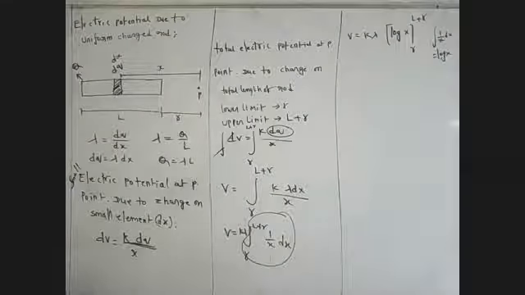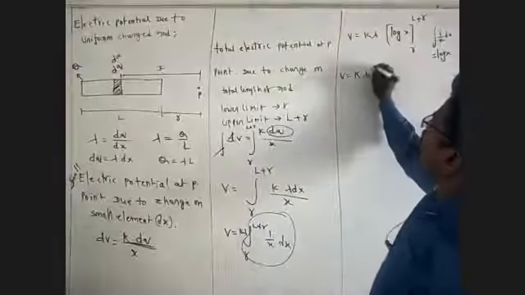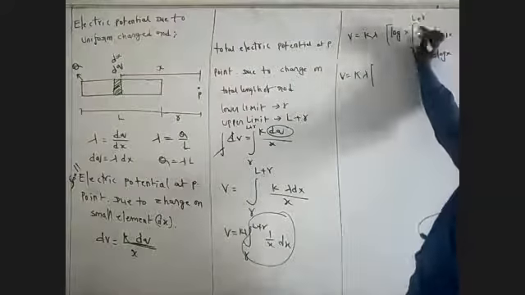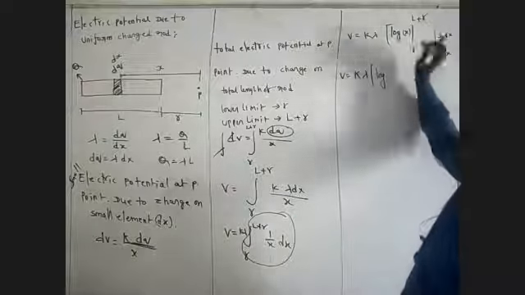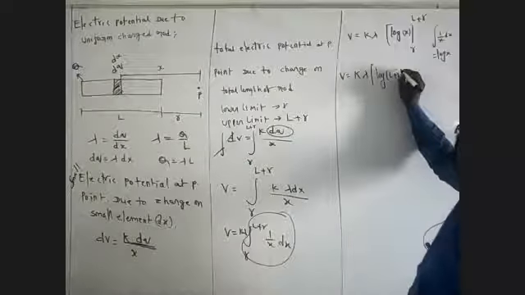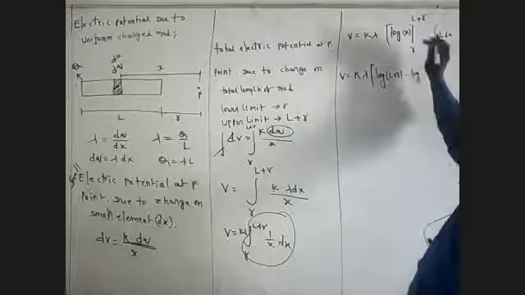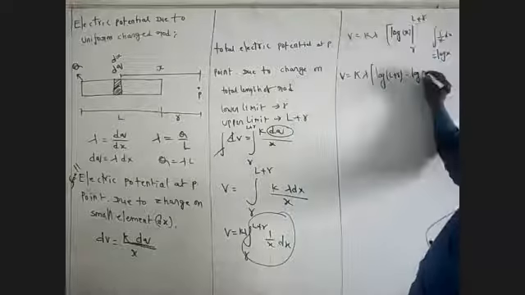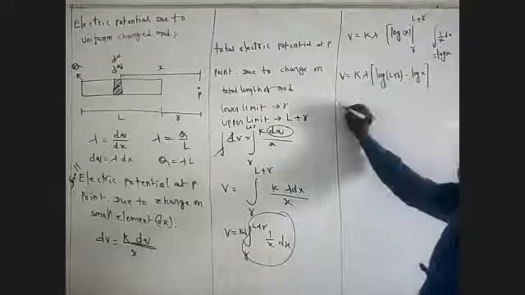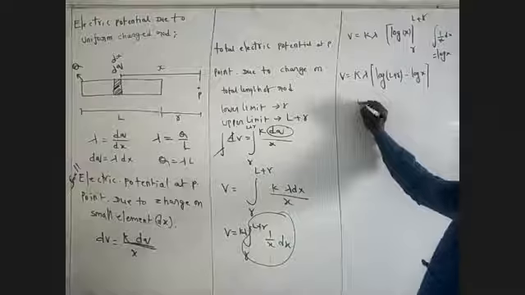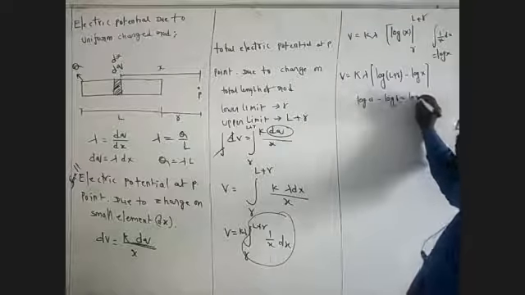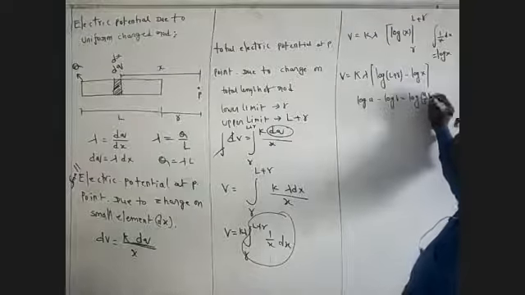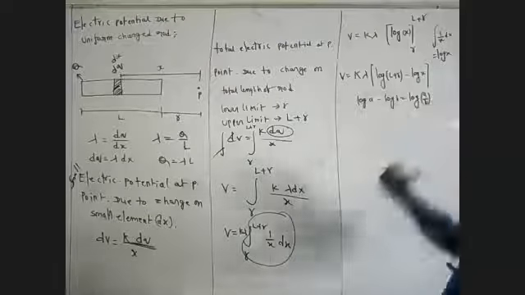Log x form. So next, V is equal to k lambda. This is the value put in this equation: the log of the upper limit put in the x equation, L plus or minus log x, and the lower limit put in the x value. So V is equal to k lambda, and using the formula log a minus log b is equal to log a by b.